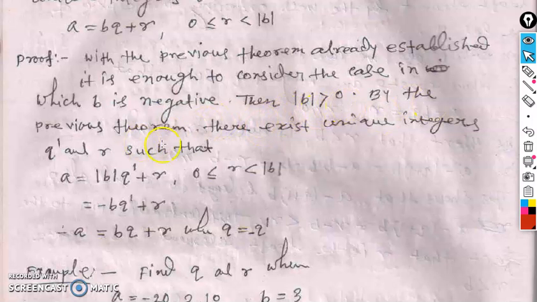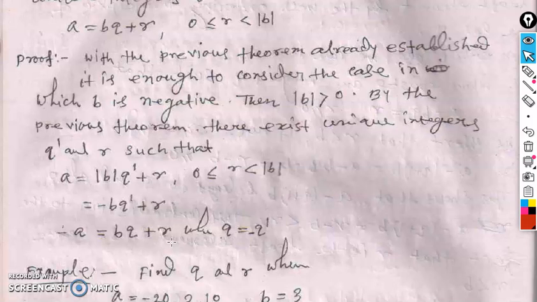By the previous theorem there exists a unique integer q' and r. So you can write a equals |b| q' plus r according to the previous theorem. If b itself is a negative number, you can write this as minus b q' plus r. So a equals bq plus r. If we consider q equals minus q', with minus q' represented by q, then we can write a equals bq plus r, nothing more to do.